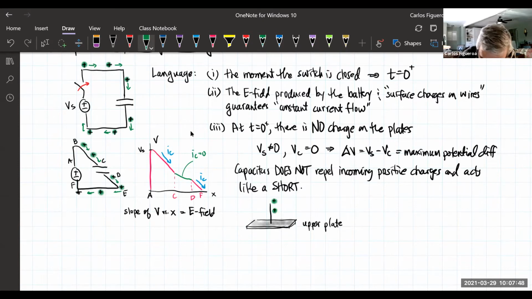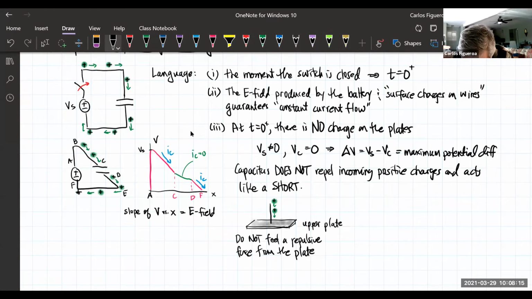these charges coming in, they do not feel a repulsive force from the plate.